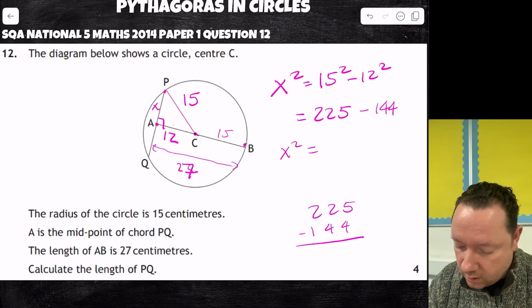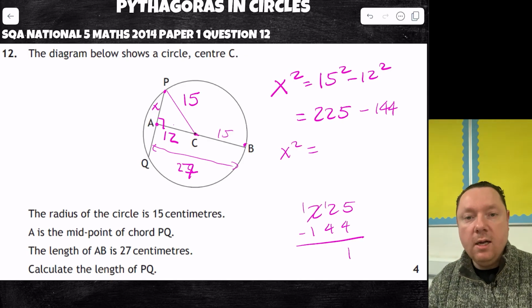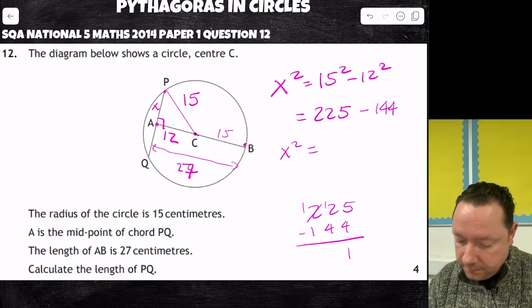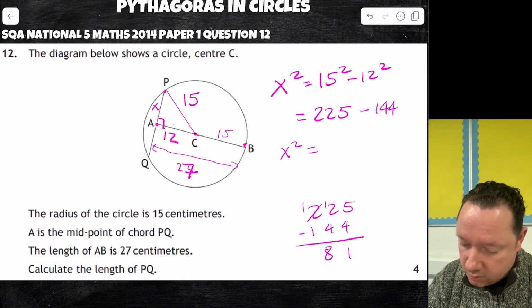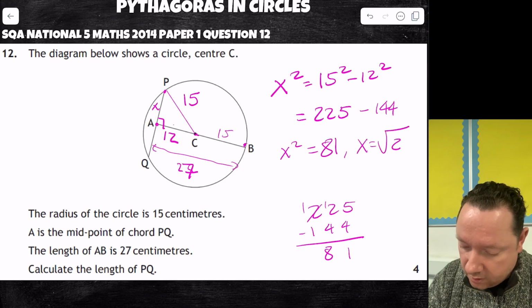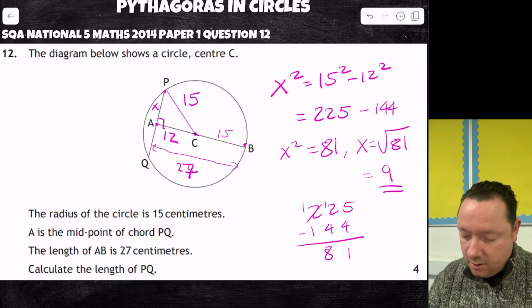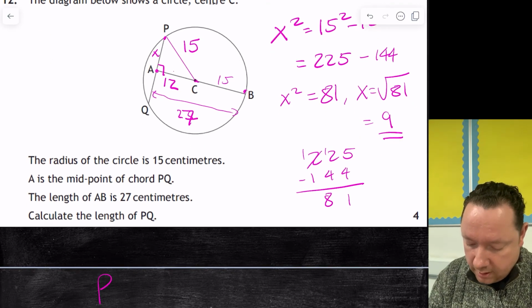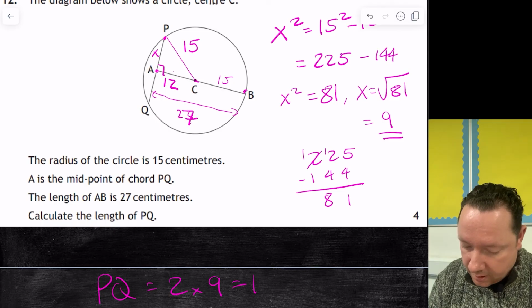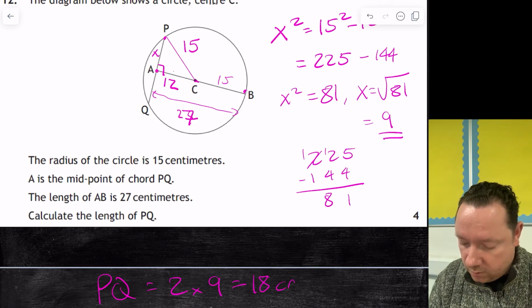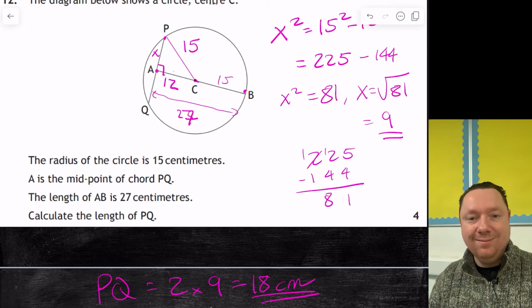5 minus 4 is 1. Can't do 2 take away 4, so I'll borrow to do 12 take away 4. 12, 11, 10, 9, 8. And then 1 take away 1 is 0, so x squared is 81, which means that x is the square root of 81, which is 9. So my length of x is 9, which means that PQ is equal to 2 times 9, which is 18. And the units were centimetres, so I'll put my units in just to be on the safe side.